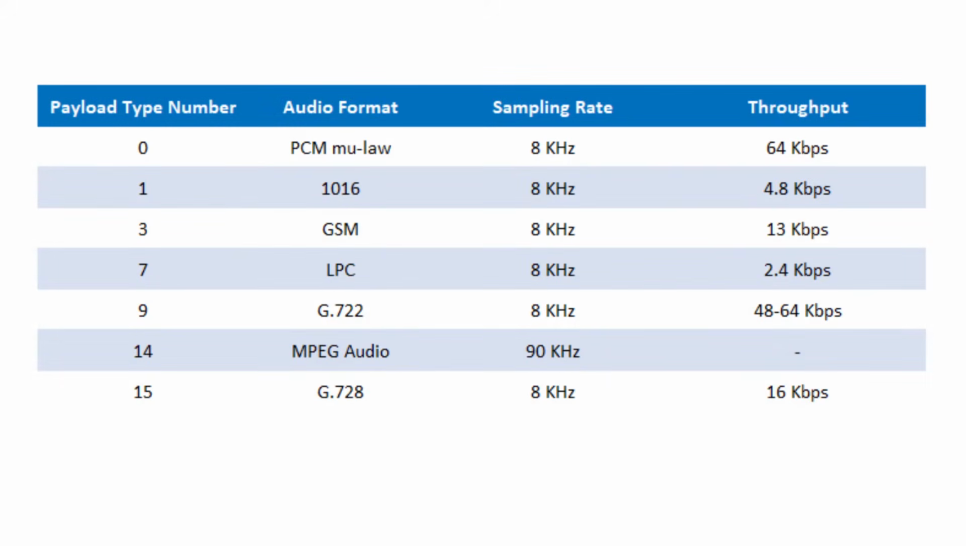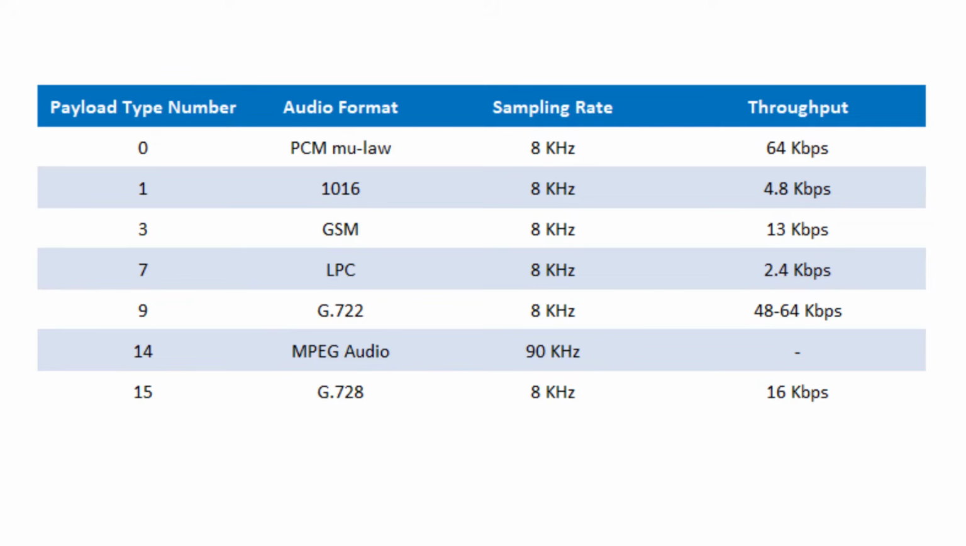For an audio stream, the payload type field is used to indicate the type of audio encoding that is being used. If a sender decides to change the encoding in the middle of a session, the sender can inform the receiver of the change through this payload type field.